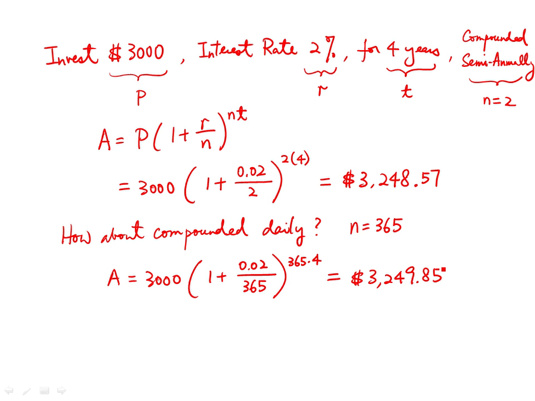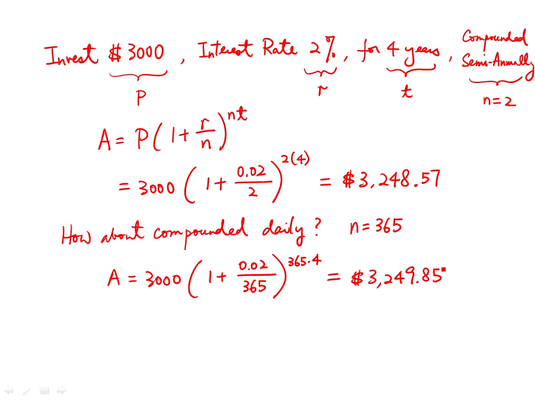Which one gives you more money? Compound semi-annually or compound daily? Compound daily, indeed, this gives you a better result. You have an extra dollar something, so you can buy your math professor a cup of coffee, right? How come? Isn't it the same $3,000? Isn't the interest rate the same? Isn't the T still 4 years? Why this time will it give me a little bit more money?